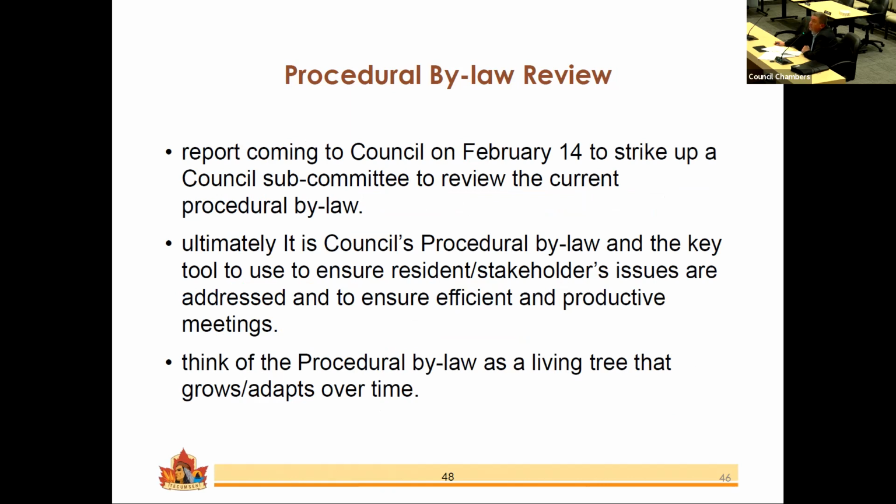As a result, there will be a report coming to council on February 14th, and we're looking for council to support the striking of a council subcommittee to review the current procedural bylaw and provide feedback and collaboration. Ultimately, it's council's procedural bylaw and the key tool to ensure residents' and stakeholders' issues are being addressed. That's only going to take place if procedural rules guide and ensure that meetings are efficient and effective.